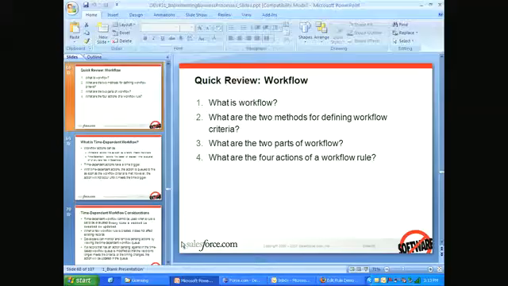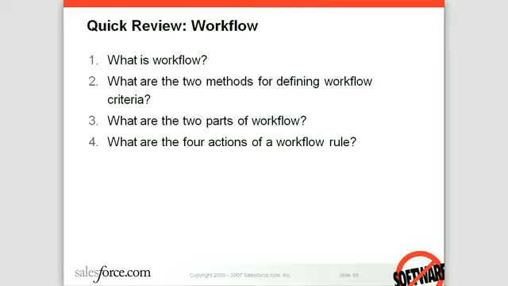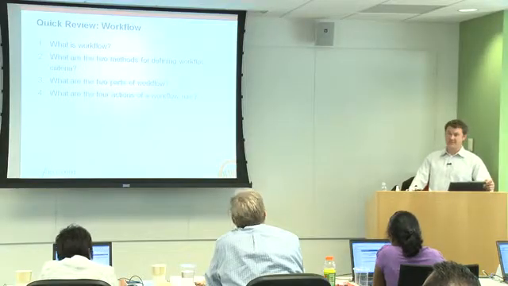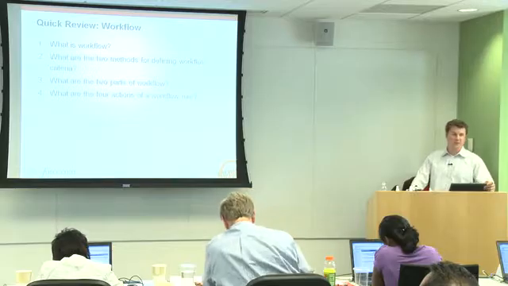All right. What are the 2 methods for defining workflow criteria? Well, the evaluation criteria and the rule criteria. What are the 2 parts of a workflow? So one of them is the criteria. What's the other one? The actions. The actions, exactly. So the actions that we want to perform.